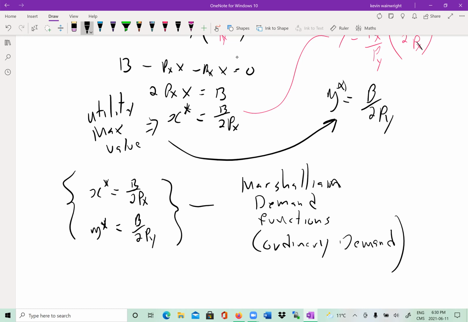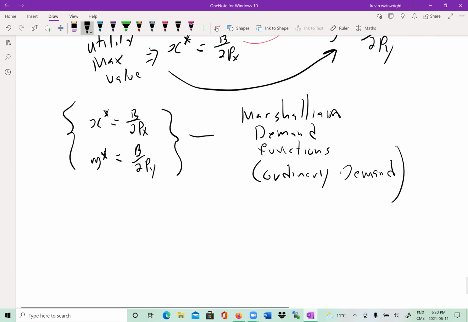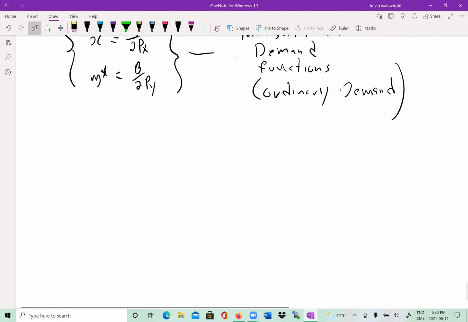And if you look at the formulas, budget's in the numerator. So as budget gets bigger, x and y get bigger. So they're both normal goods. And when the price of x goes up, quantity of x goes down, price of y goes up, quantity of y goes down, which is the behavior of a demand function.